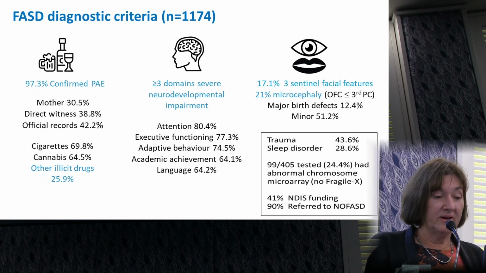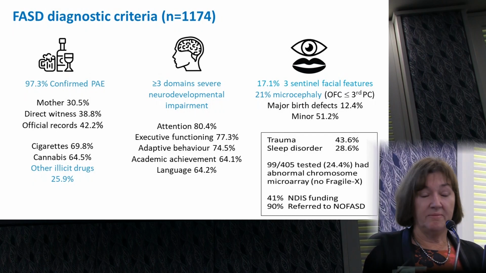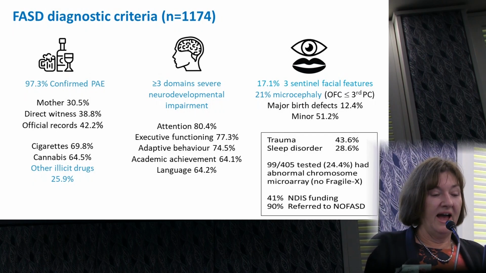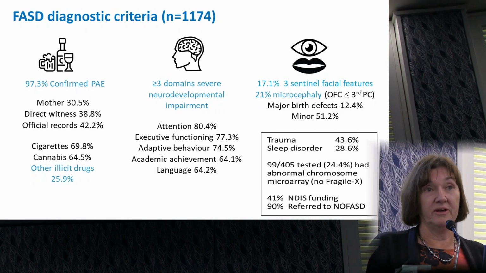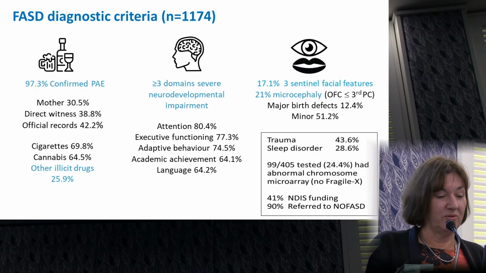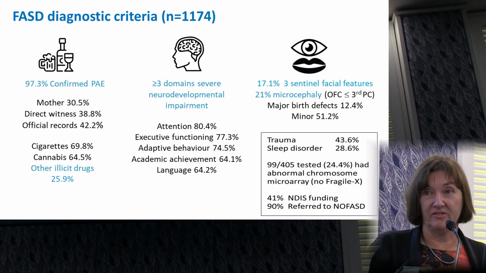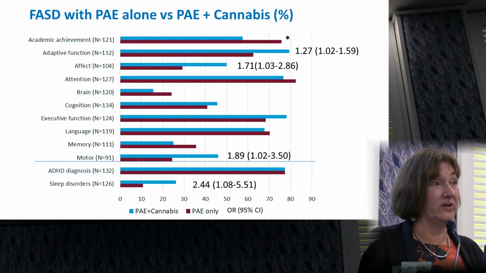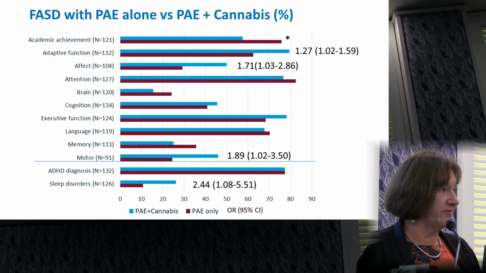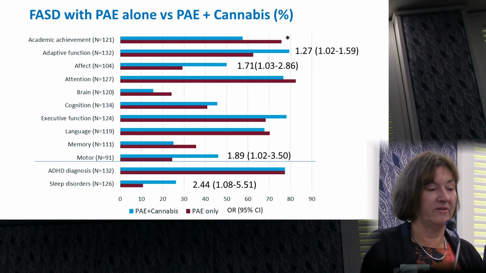About half of them had reported early life trauma. A lot of them had sleep disorders, about a quarter, and yet only 40% of them had been able to obtain NDIS funding. NOFASD will be pleased to know that 90% of these children had been referred to the National Organisation for FASD, which provides support and information for parents.